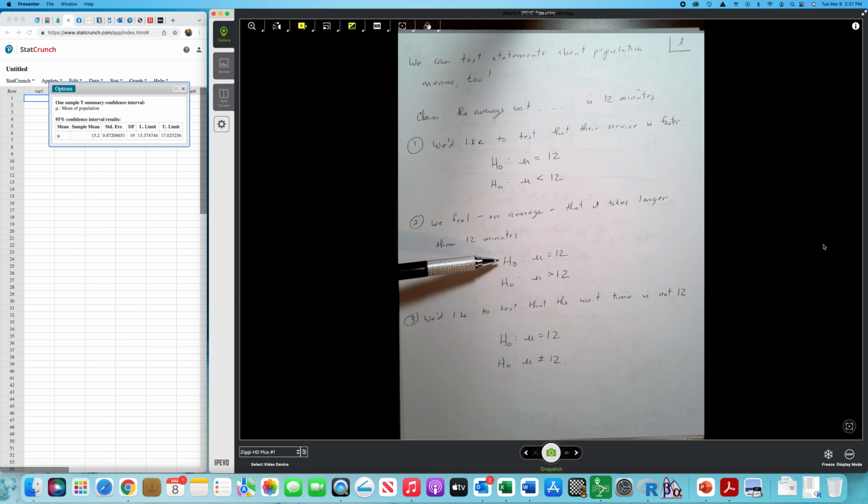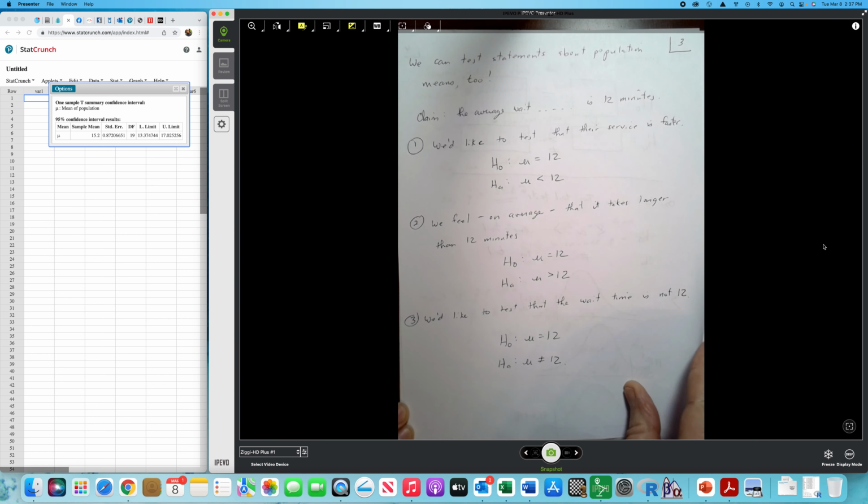H sub 0: mu equals 12. Our alternative hypothesis will be mu greater than 12, because that's what we want to test. Now, the third example, we'd just like to test that the wait time is not 12. We're not giving any direction of whether we think it's faster, slower, higher, below, whatever. We just think it's not 12. Well, our null hypothesis, as you would expect, and our alternative hypothesis, probably by now, as you would expect.